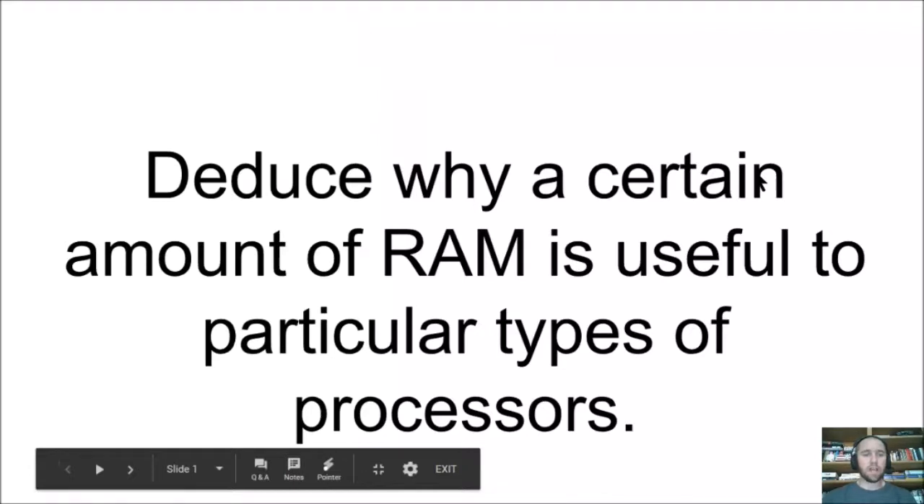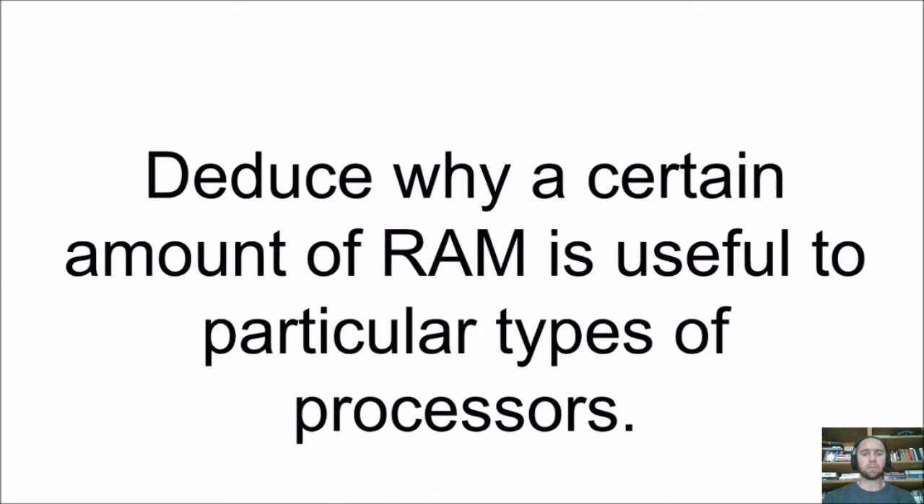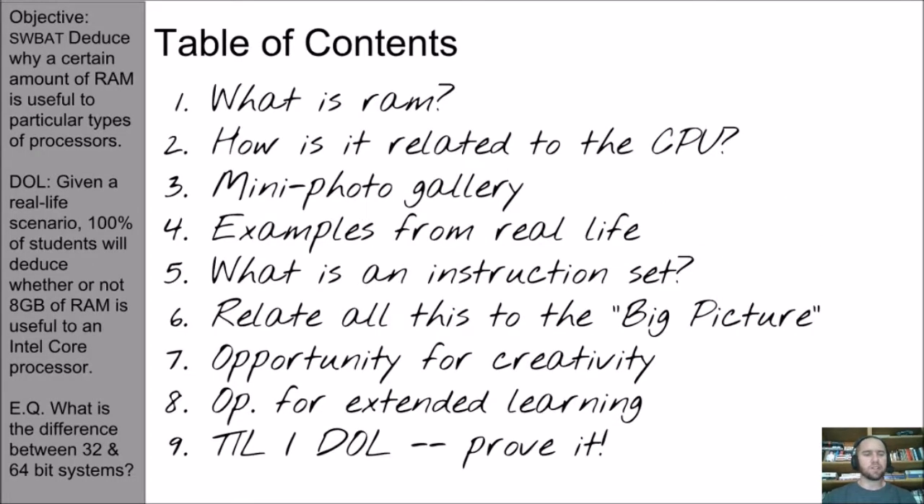The objective today is to deduce why a certain amount of RAM is useful to particular types of processors. So here's a bit of a table of contents for you. The first thing we'll go over is what is RAM, and then we'll talk about how it is related to the CPU. I'll do a mini photo gallery, especially if you're a visual learner, this should help out.